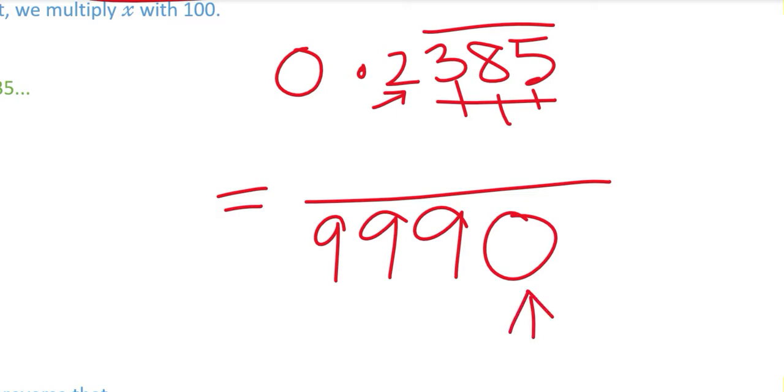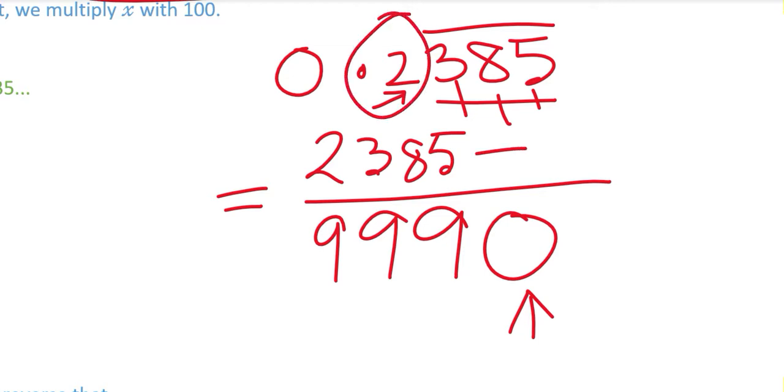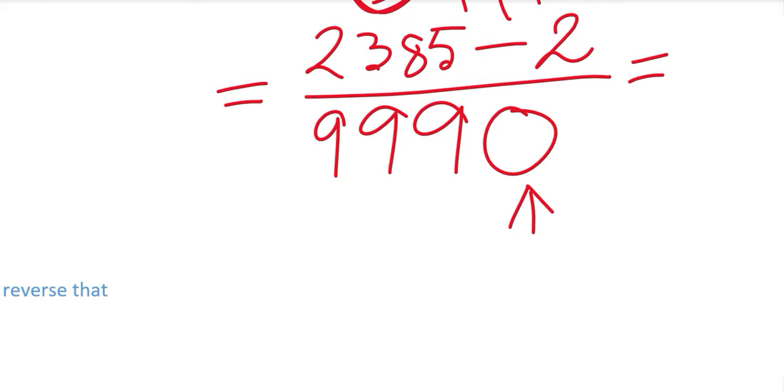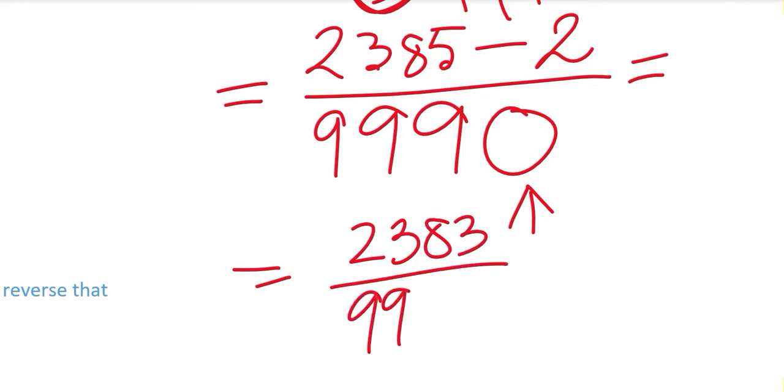Okay. Now what you need to do is, you need to write the digits same, and then subtract the non-repeating part. This part is non-repeating, you just subtract it. So what you get is, let me write it below. So what you get is 2383 by 9990. That's your answer. खत्म.